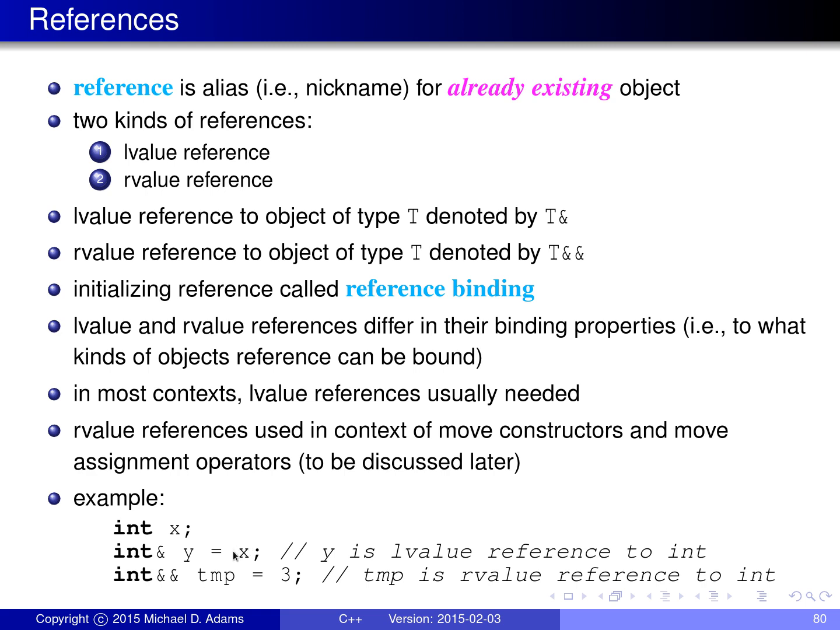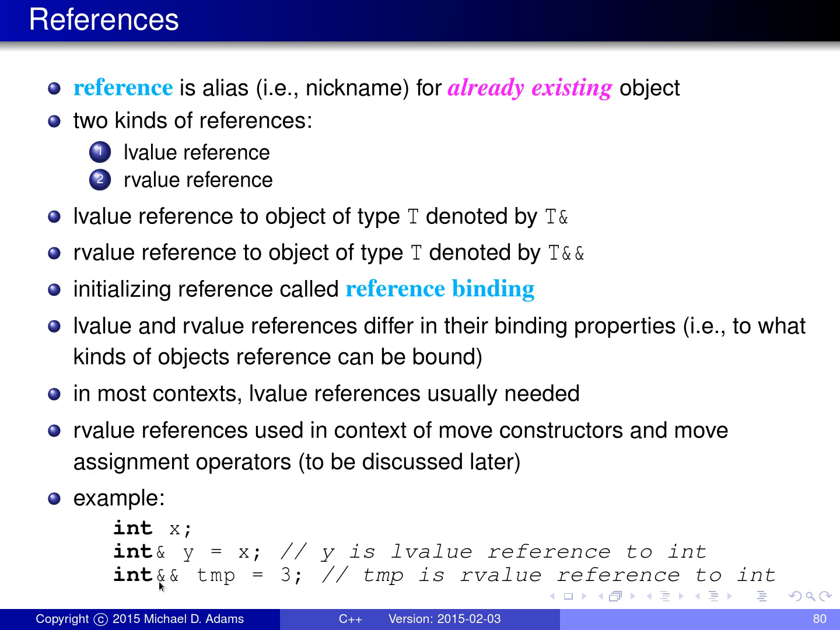Essentially what this does is it makes y a nickname for x. It doesn't actually create a new variable y. y and x are the same variable. It just says y is another name for x. It's just a way to create a nickname for a variable. It doesn't actually create a new variable. And this is an L value reference because we have a single ampersand here.